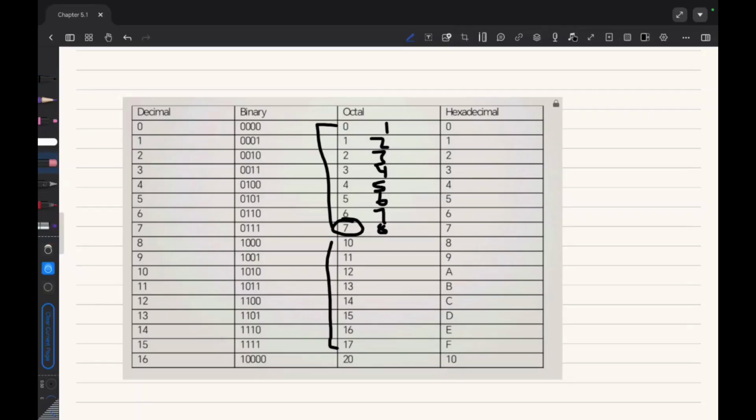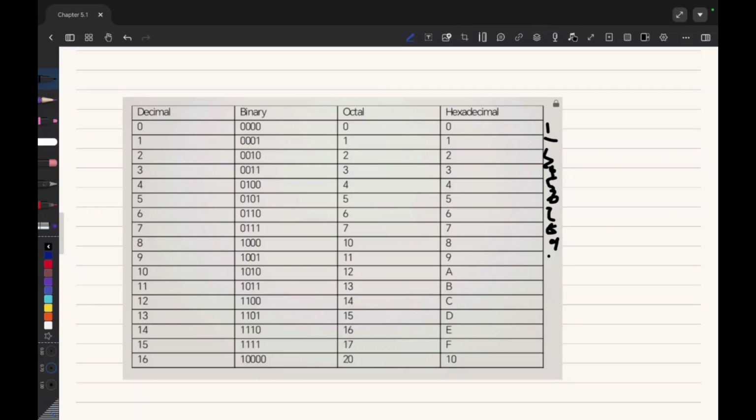All right, that's how the octal system works. In the hexadecimal system, you have 10 numbers that are actual numbers, and then you have 6 more, that are letters. For example, you have 1, 2, 3, 4, 5, 6, 7, 8, 9, 10, and hexadecimal is base 16.